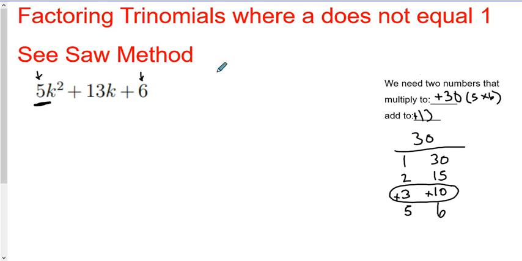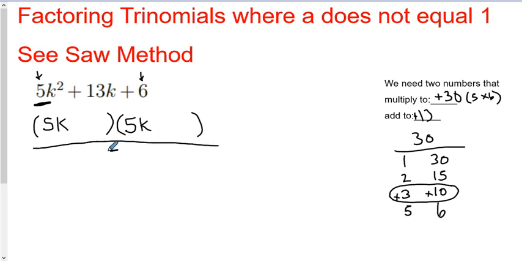Now, in order to use the seesaw method, once we have those numbers, how we're going to set this up is we're going to open two brackets. In each bracket, we're going to put the first term, but just the 5k. We're not going to put 5k squared. Then we're going to divide it by that coefficient, so divide it by 5. So this is like our little skeleton.